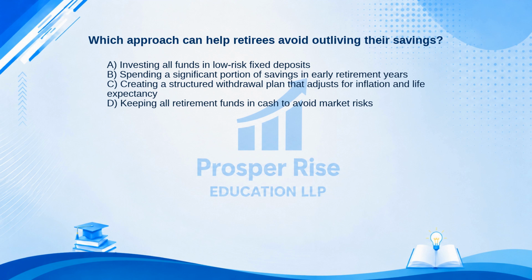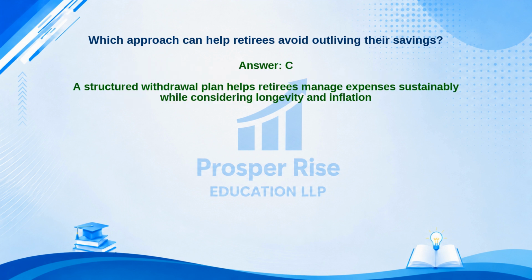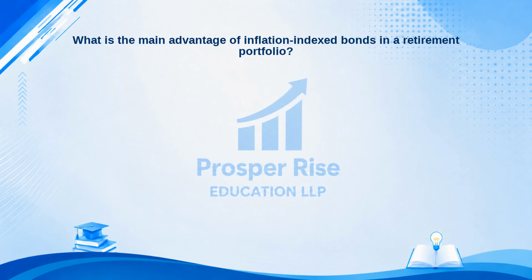Take a moment to pause the video and decide. The correct answer is Option C. Let's see why. A structured withdrawal plan helps retirees manage expenses sustainably while considering longevity and inflation. Moving on to the next one.